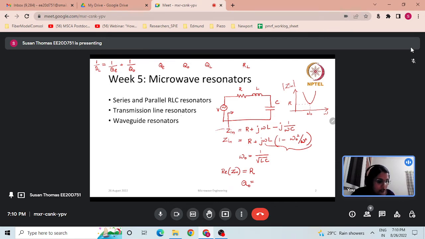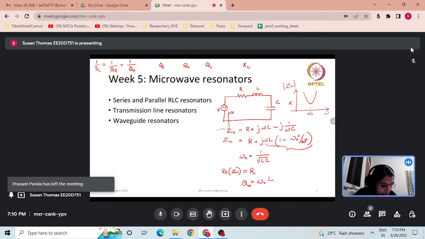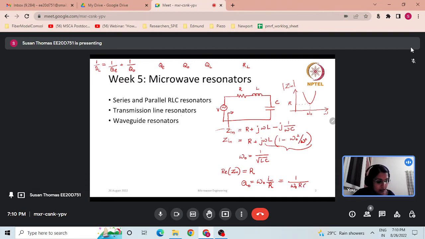In case of a series RLC network, the unloaded Q factor is given by omega naught L by R, or I can write it as 1 by omega naught RC.